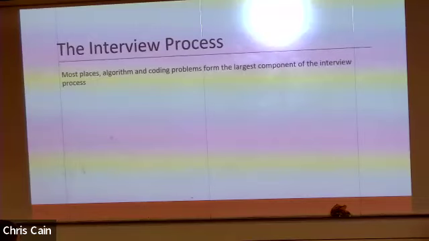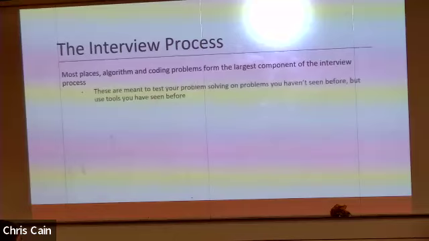In today's day and age, you're usually going through a screening interview, a behavioral interview, a technical interview. You go through a long process to get there. But in most places, the largest component of this is actually going to be the technical interview. So you will see some kind of algorithmic or coding problem, and you need to be prepared for a complete unknown problem that you will need to solve.